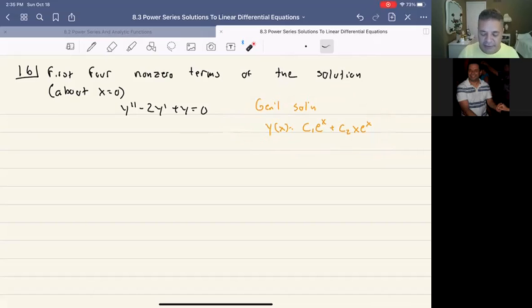Think about it, right? You can take the characteristic equation. It's got a double root at x equals 1. So that's going to be this answer. Okay. So let's go ahead and work out the Taylor series solution.